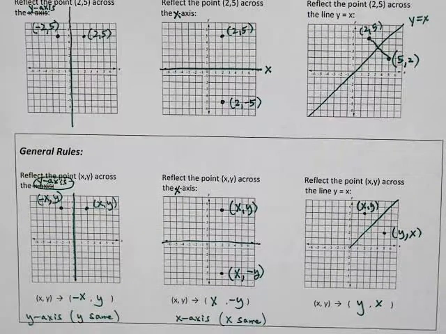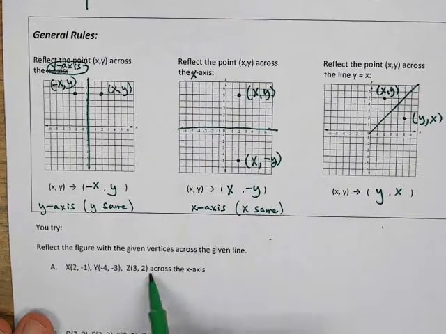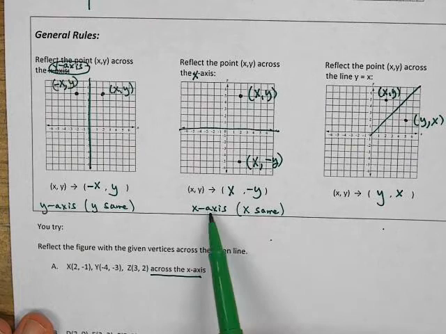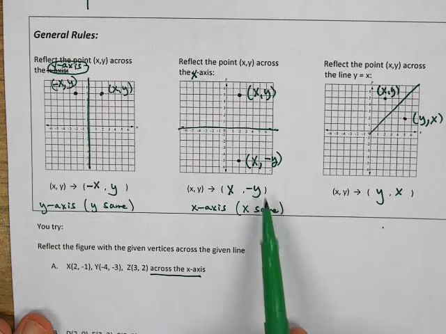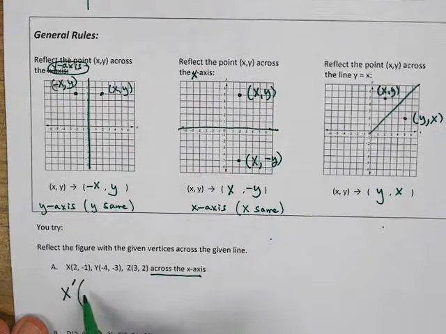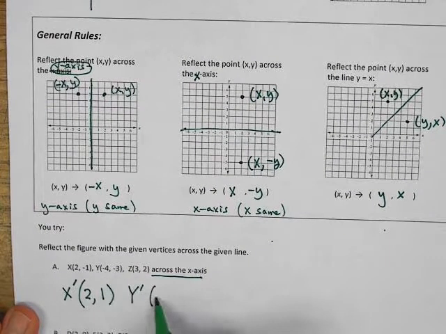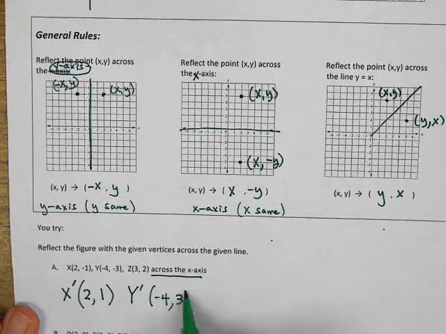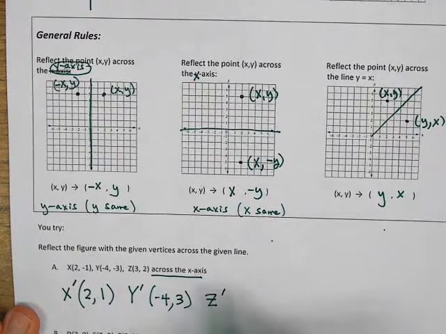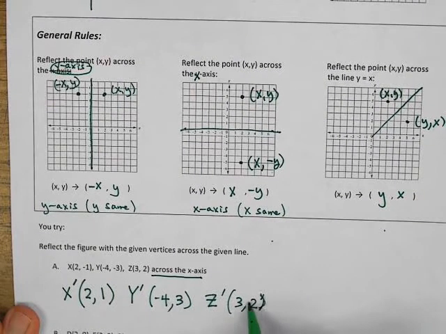These are some really great rules to have because you don't want to have to graph it every time you do it. So here, if we're reflecting across the x-axis, peek up above, x-axis means the x stays the same and the y changes sign. So now that I know that, my new points, x prime, x stays the same, y changes sign. Y prime, the x coordinate stays the same, the y changes sign. And z prime, the x stays the same, the y changes sign. Whoops, what am I doing here? Changes sign, I'm putting it in the wrong spot. Okay, so it's really simple if you know those rules.